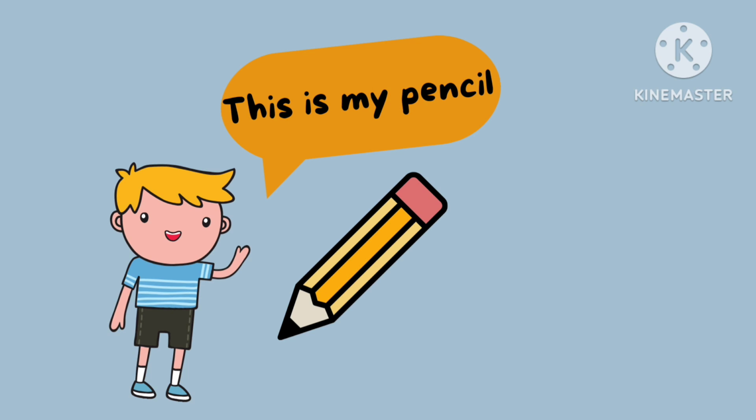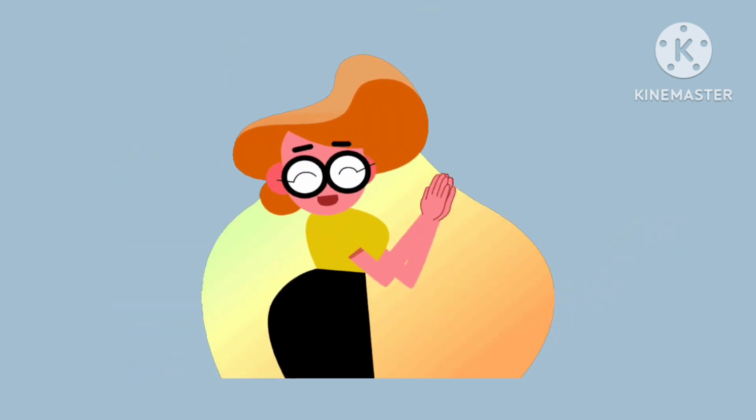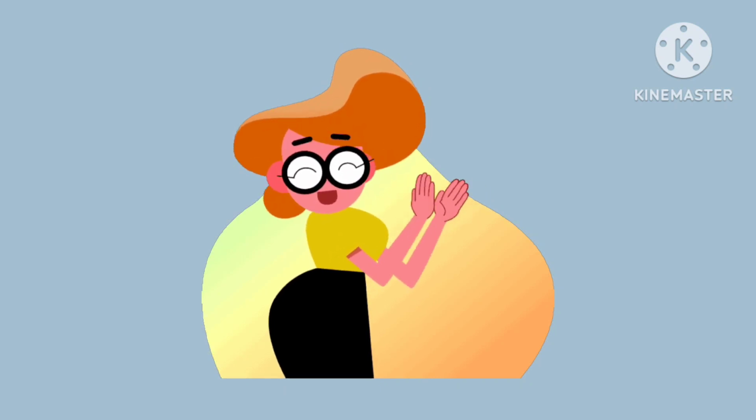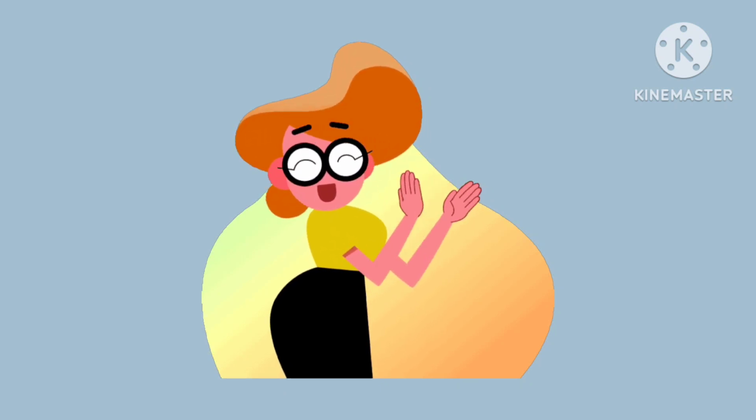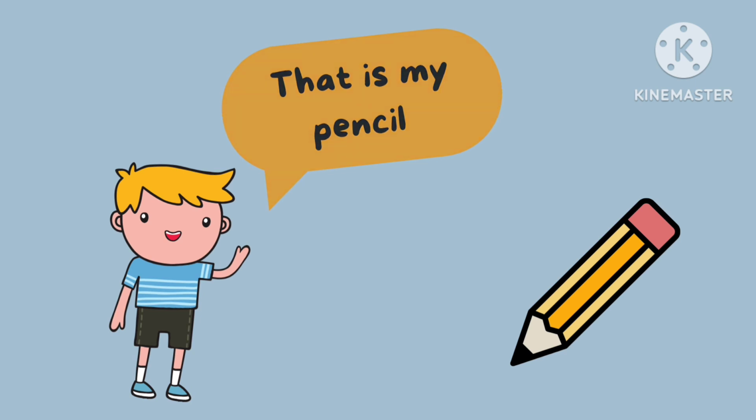Now let's see another example. The same pencil, it is far away from him. So dash is my pencil. What do we have to use here, this or that? Yes, you tried it. That is my pencil. We have to use that here because the pencil is far away from him.